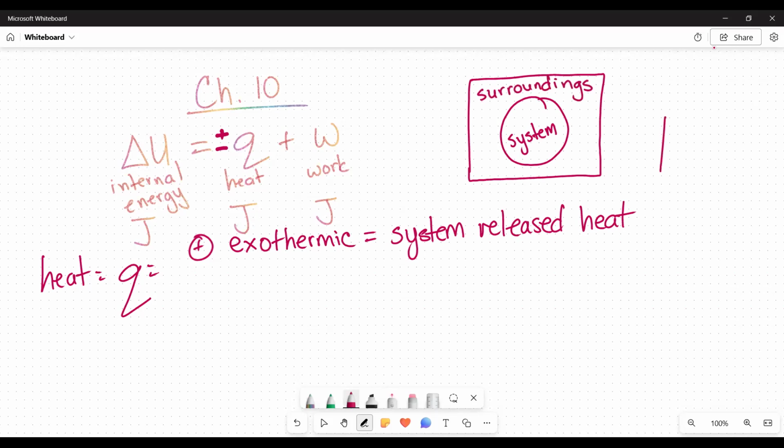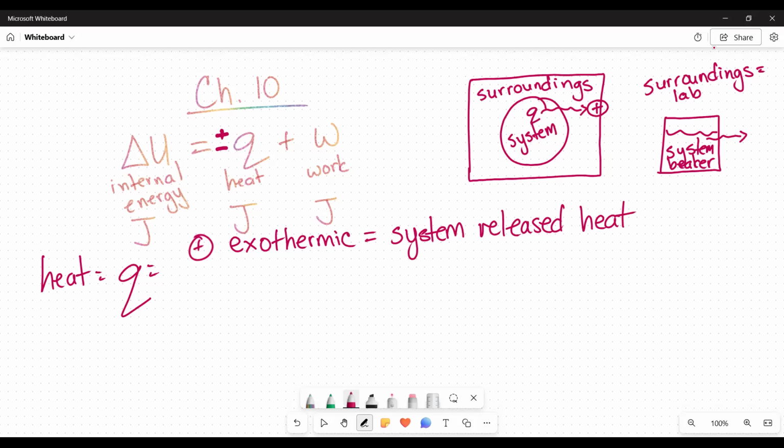You can think of this as a reaction in a beaker. That's the system: a beaker with chemicals, a reaction. And the entire rest of the universe is the surroundings. But we usually just say the surroundings is the lab, and the system is in the beaker. So if the reaction in the beaker heated up, it's exothermic. Heat goes out of the system. So if Q goes from the system into the surroundings, it's positive.